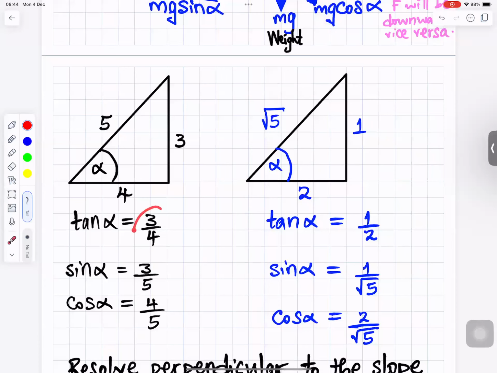If we use tan alpha is 3/4, tangent is opposite over adjacent, and then we can get sine alpha and then cos alpha. If we use tan alpha is 1/2, we use Pythagoras, so sine alpha is 1 over root 5 and cos alpha is 2 over root 5.